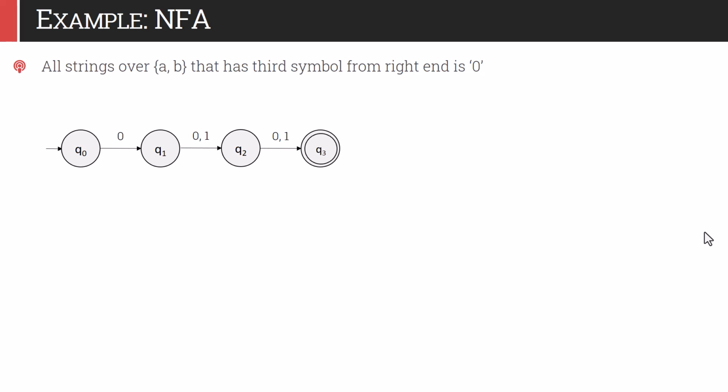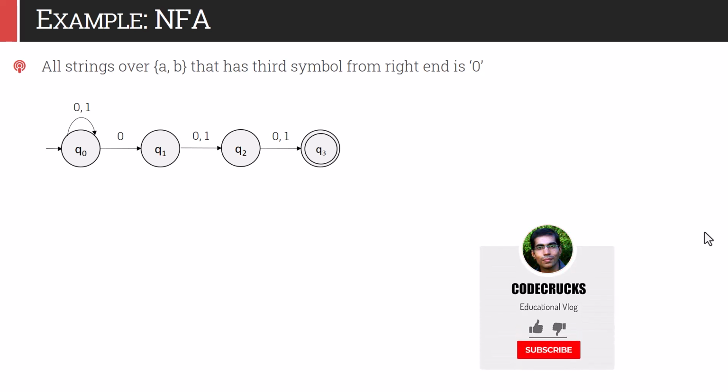Now this will only create finite strings. Before this we can have any combination of 0 and 1. So if we simply put an arc of 0, 1 here, then we can produce all the possible strings in which the third last symbol would be 0.